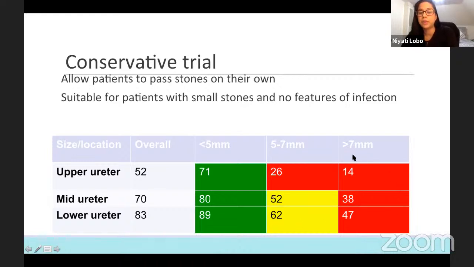However, if you've got greater than 7 millimeter stone in your proximal or upper ureter, that drops right down to 14%. So the smaller the stone and the more distal it is, the more likely you are to pass the stone.